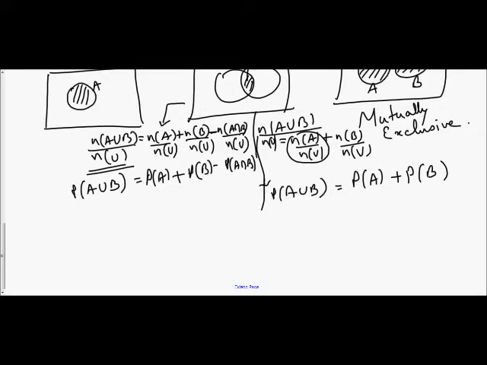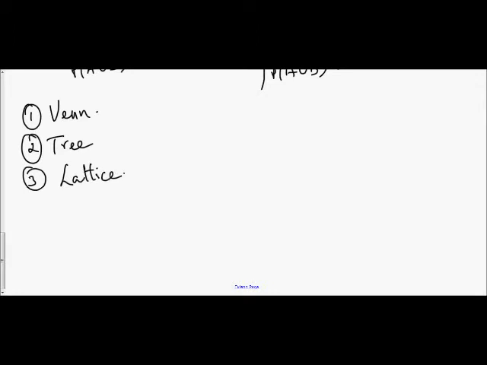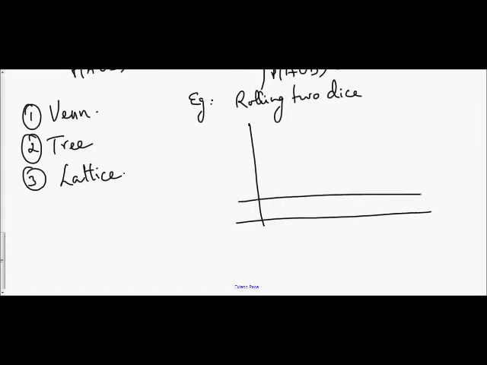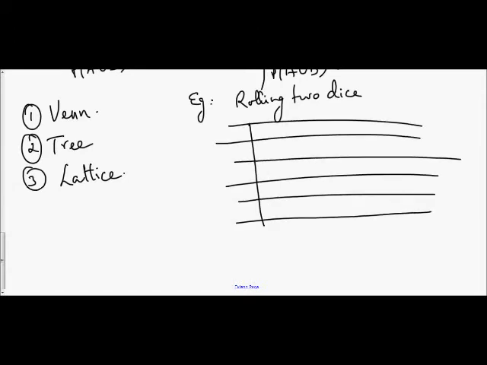Okay. Now there are three ways of representing the events and the outcomes. One is what we just did, the Venn diagram. The second one is the tree diagram, and the third one is the lattice method, the lattice table. So let me start with lattice and give you an example. For lattice you can have an example like rolling two dice. If you have rolling two dice problems, then you can actually put them in lattice diagram form.